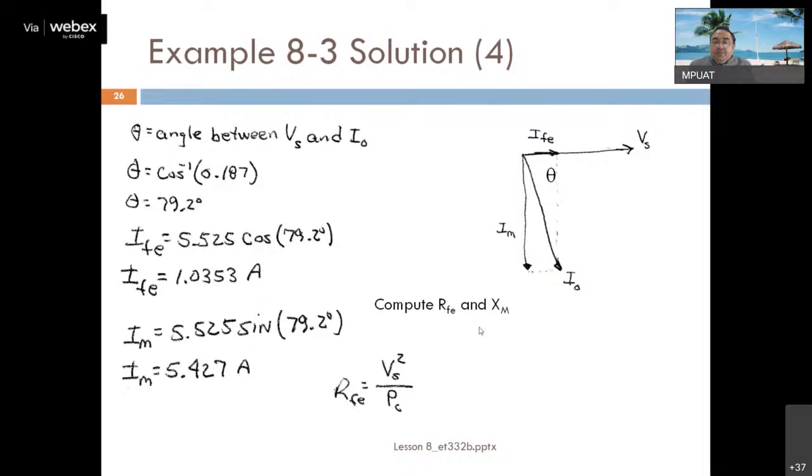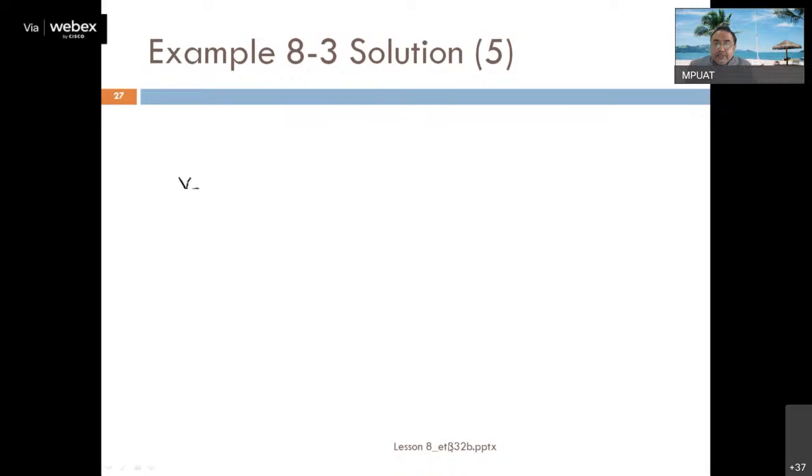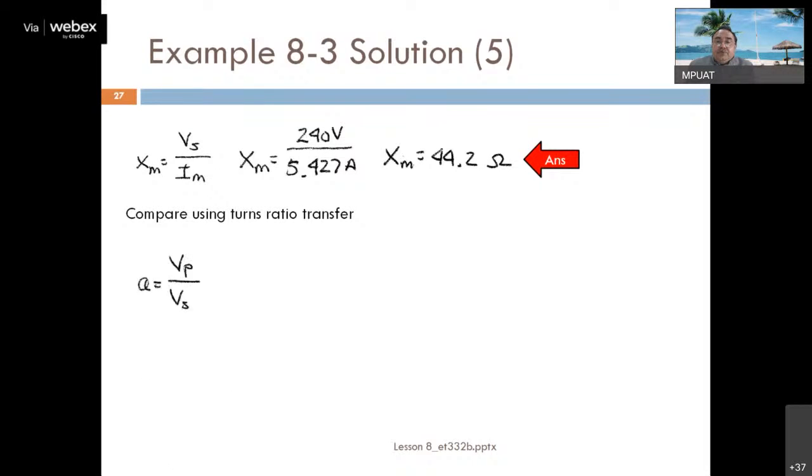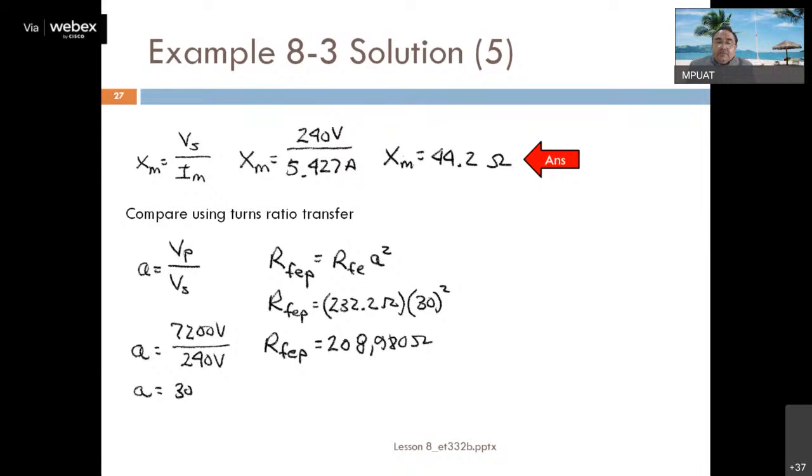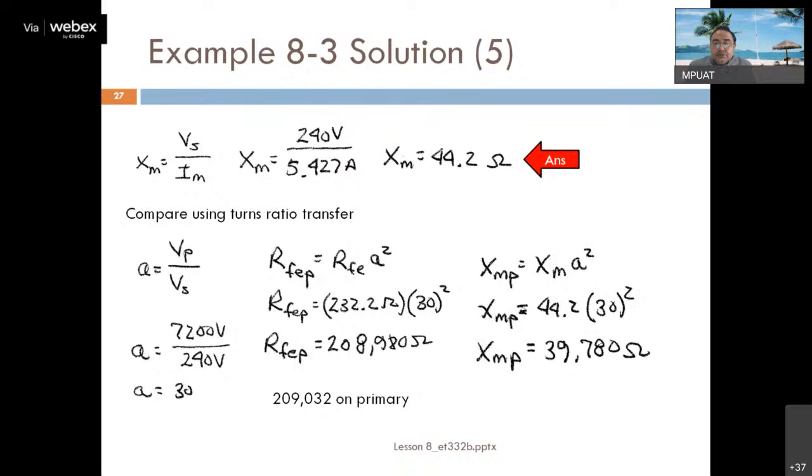We can compute RFE and XM. The same procedure, that is V square upon the total power, 240 square upon it, comes out to be 230 ohm. Similarly XM we can calculate, it comes out to be 44.2 ohm. Compare using the turn ratio of the transformer. We can compare it also with the turn ratio of the transformer. It is exactly the same value as we have obtained practically. Is it clear?